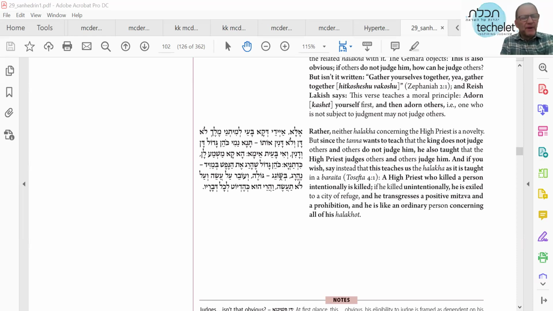An ordinary person who is not a Kohen Gadol, who kills somebody unintentionally, what is the halacha, please? Goes to the city of refuge. And how do you know that, Michael? It's quoted somewhere, and then he stays there until the Kohen Gadol dies. Right. Okay. Well, let's jump right over to that.